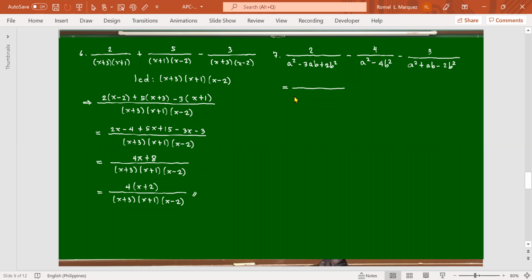Is it factorable, guys? A minus 2b, a minus b. Am I correct, guys? What about in the second fraction? It is a plus 2b, a minus 2b. Get it, children? What about in the last fraction?